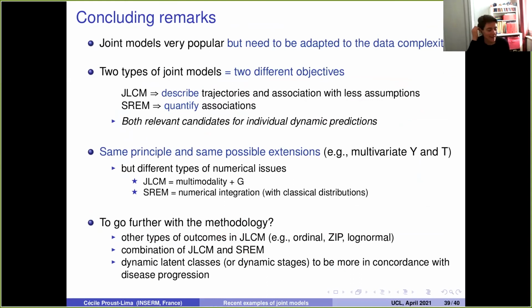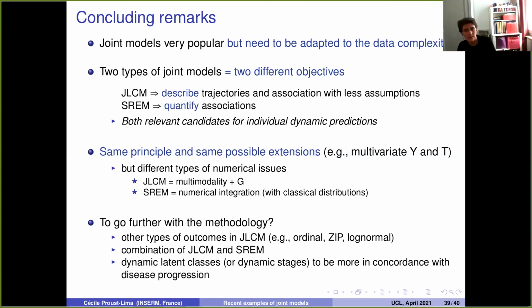Okay, so I will conclude here. I'm still online, so that's very good. I wanted to show you today how joint models, even if this methodology has been developed for quite a long time, still need to be adapted to data complexity, because we don't usually have only one biomarker and one time to event. I wanted to stress that there exist different types of joint models, and that you should not systematically use one or the other. It completely depends on the question you have.